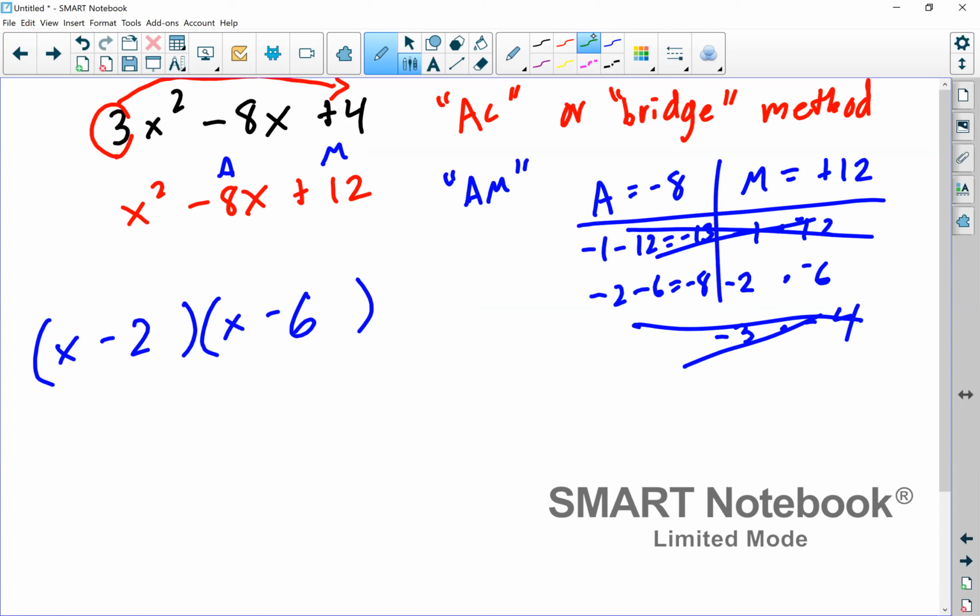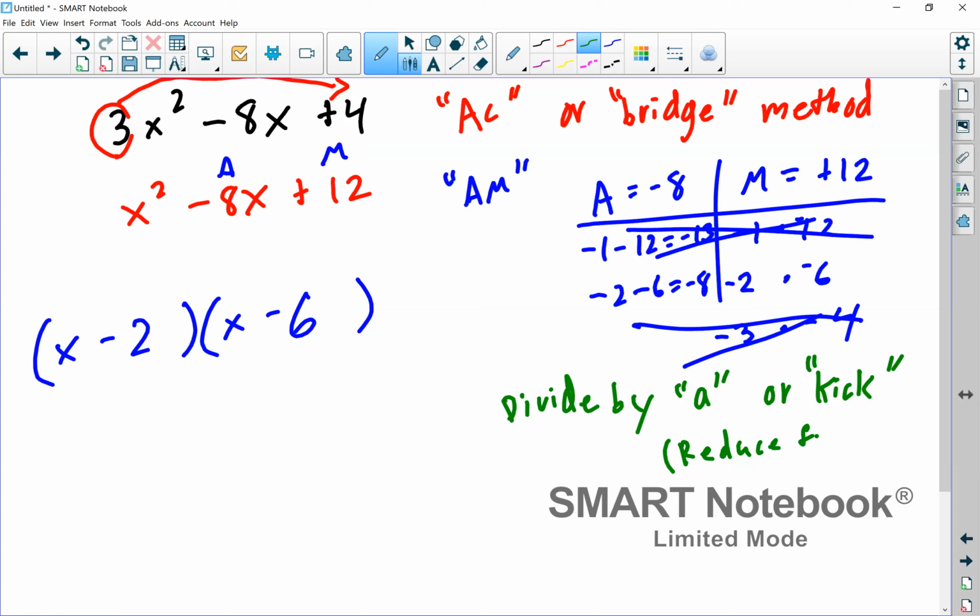Our last method, our kick method. So we divide by the a, or kick. Whenever you kick, make sure to reduce first. Otherwise you will get it wrong. So our a is a 3, so -2 divided by 3. That doesn't work. I know -2 you can't divide by 3. If you're not sure, math, enter, try it on a graphing calculator.